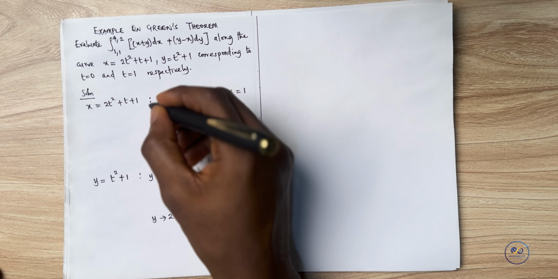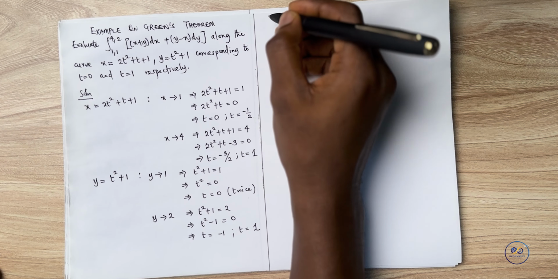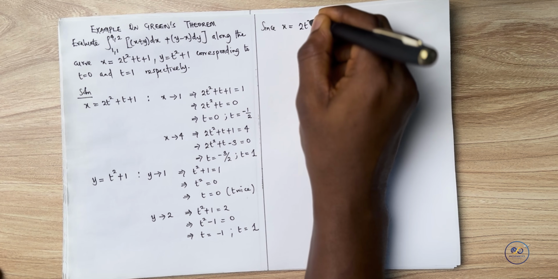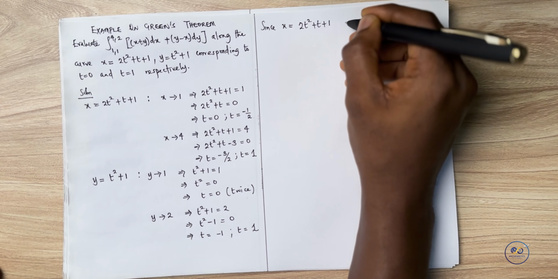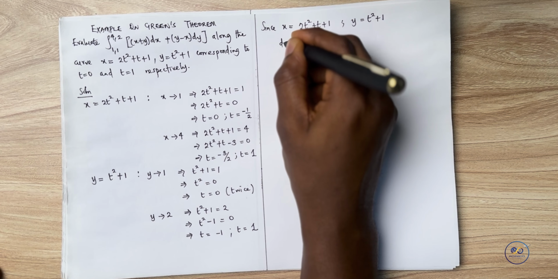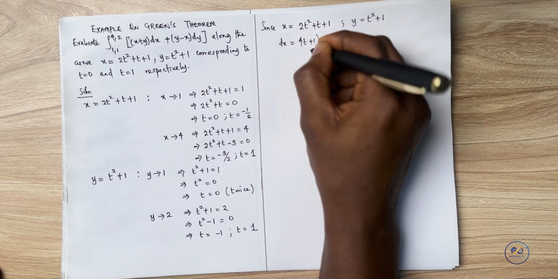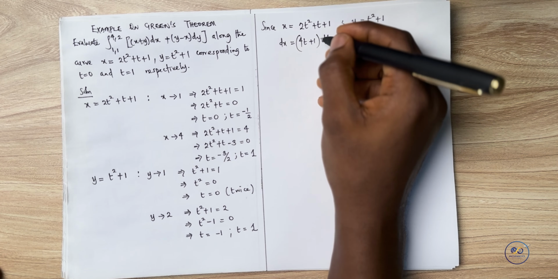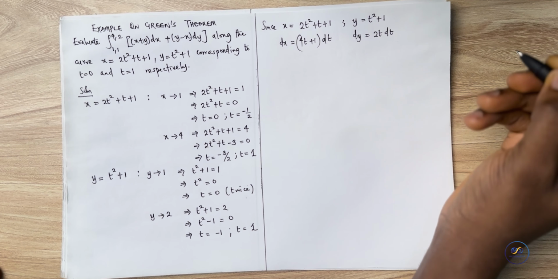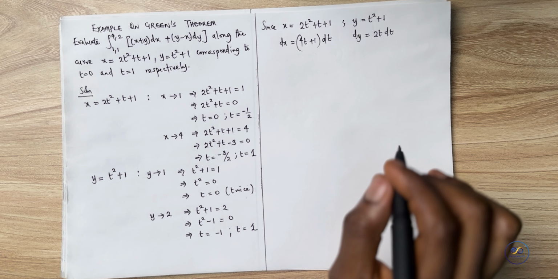And of course, we can find out what the dx would be and what the dy would be, right? Since x equals 2t squared plus t plus 1, and y, of course, equals t squared plus 1, we have that dx will just be the differentiation on this side. That would be 4t plus 1 dt, and then on the y side, we have that dy will be 2t dt. These are the two values we need. Now that we have that, we can now go ahead with our substitution.